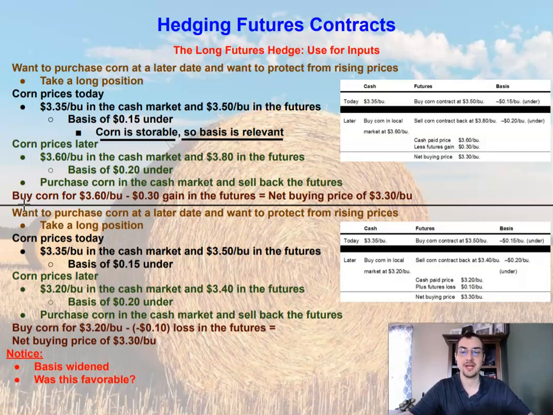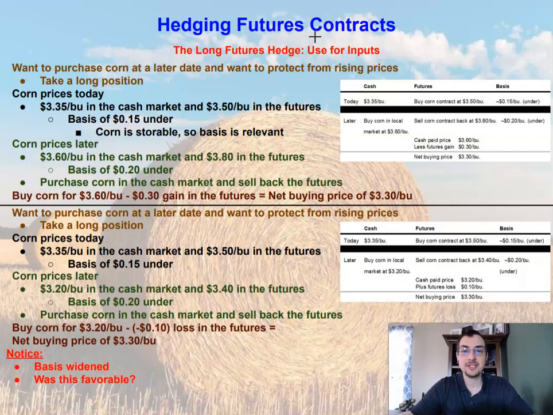So let's look at cash prices later. Today, these are the corn prices. Now 2 or 3 months later, when we get ready to actually buy that corn and take physical possession of it, here are the prices. Cash prices are now $3.60 per bushel. The futures are now $3.80. So we're at a basis of 20 cents under. What are we going to do? We're going to purchase that corn in the cash market, and then sell back those futures. Remember, we took the long position, so we originally bought those futures. Now we've got to sell them back.